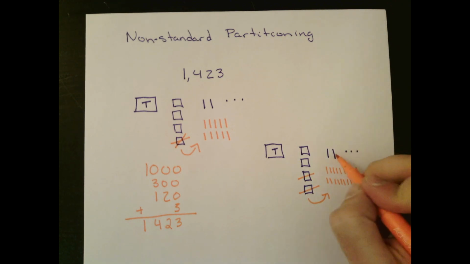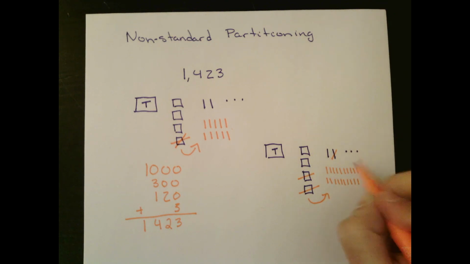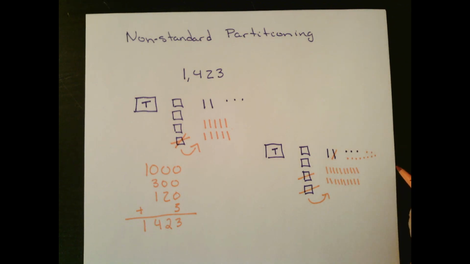What about taking this? Let's take this 10 and let's make it into ones. 1, 2, 3, 4, 5, 6, 7, 8, 9, 10. So that's still non-standard partitioning. The value of this number has not changed. I'm just representing it in a different way. It's the same thing as just finding new equivalent ways of representing a number.